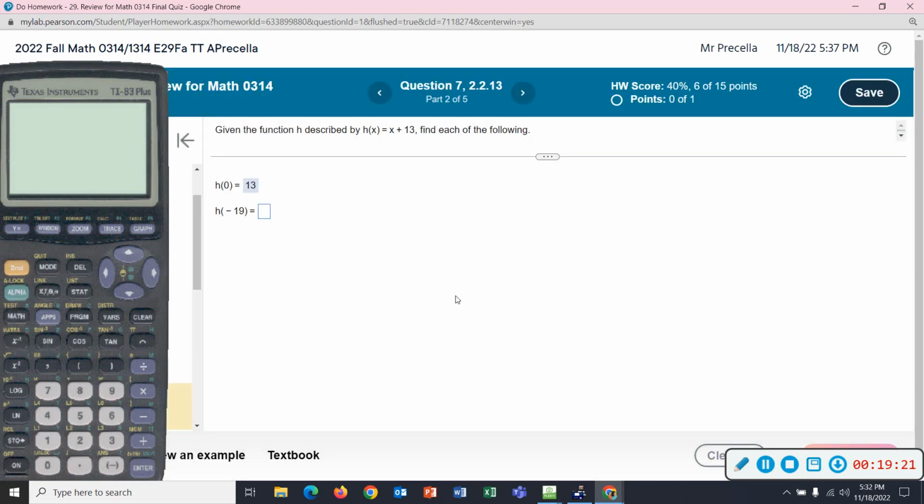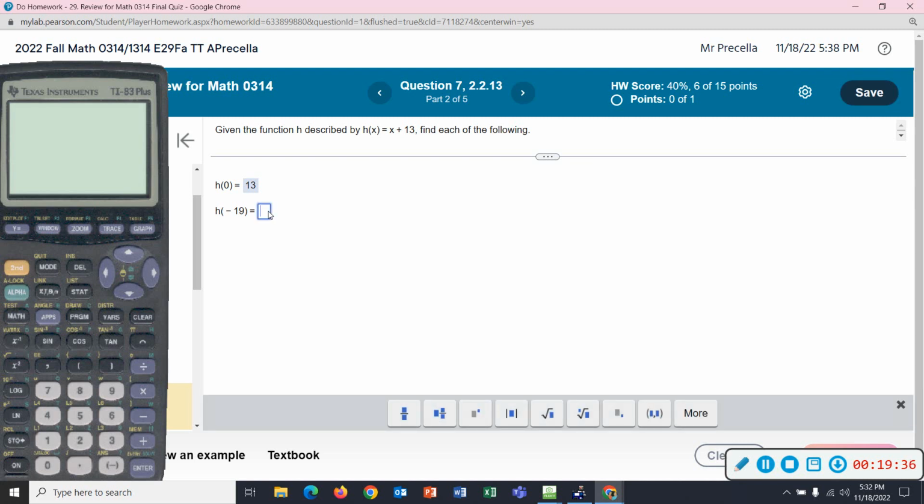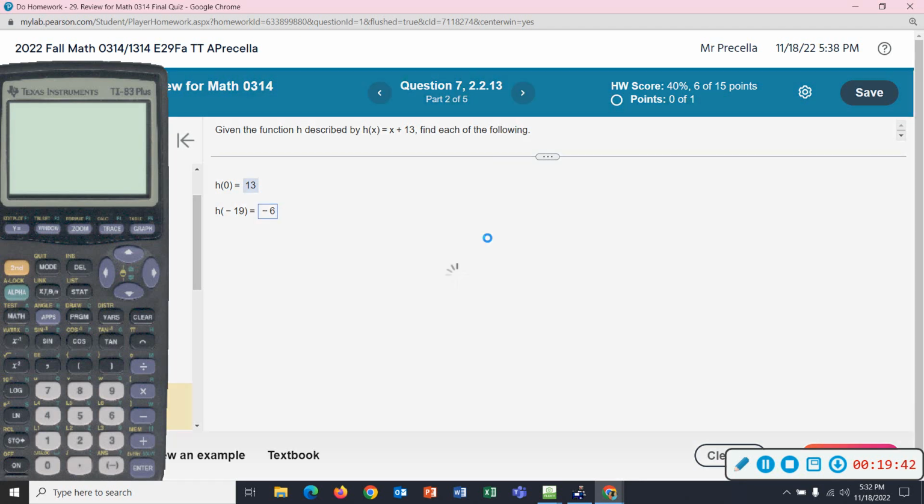Now find h of negative 19. Well, that means plug a negative 19 here in place of x. What's negative 19 plus 13? Negative 19 plus 13. Is that a negative 6? Negative 6?